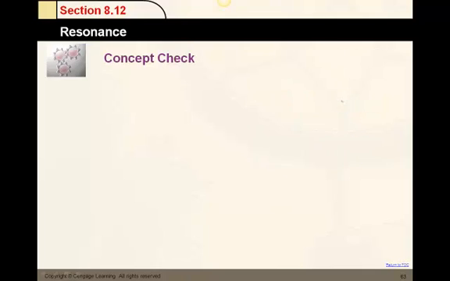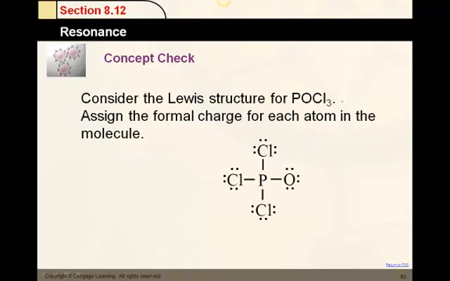Alright, so let's check it out. Here is the Lewis structure for POCl3. Assign the formal charge for each atom in the molecule. Now, don't think of charge as an ion, you know, like oxygen's -2, chlorine's -1, phosphorus -3 usually. So the question is a little bit different here. So how are we going to do it? Well, let's check it out.